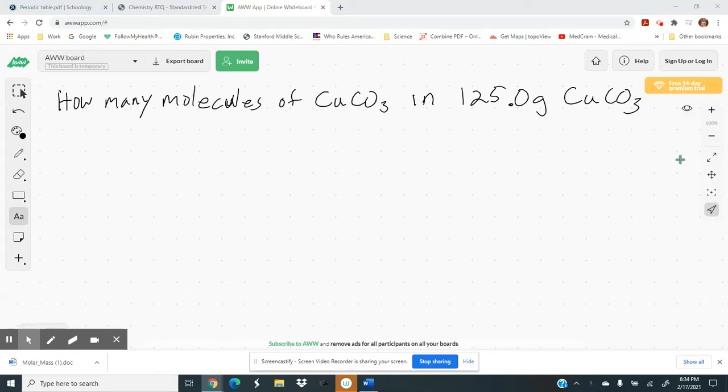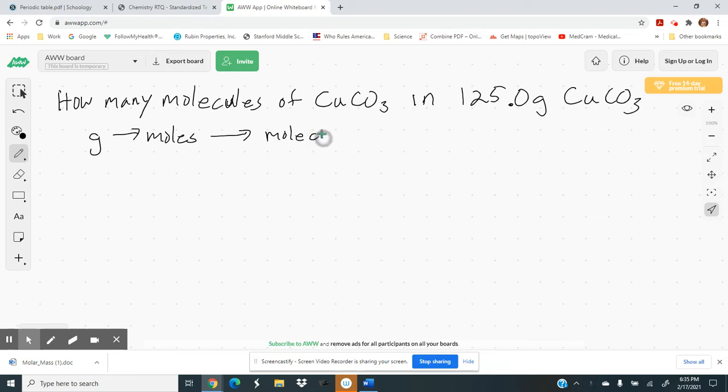Okay, for today, we're going to learn how we would answer this type of question. How many molecules of copper carbonate in 125 grams of copper carbonate? So we're going to find molecules and we're given grams. Based on the chart that we saw the other day, we're going to go from grams to moles, then from moles to molecules.